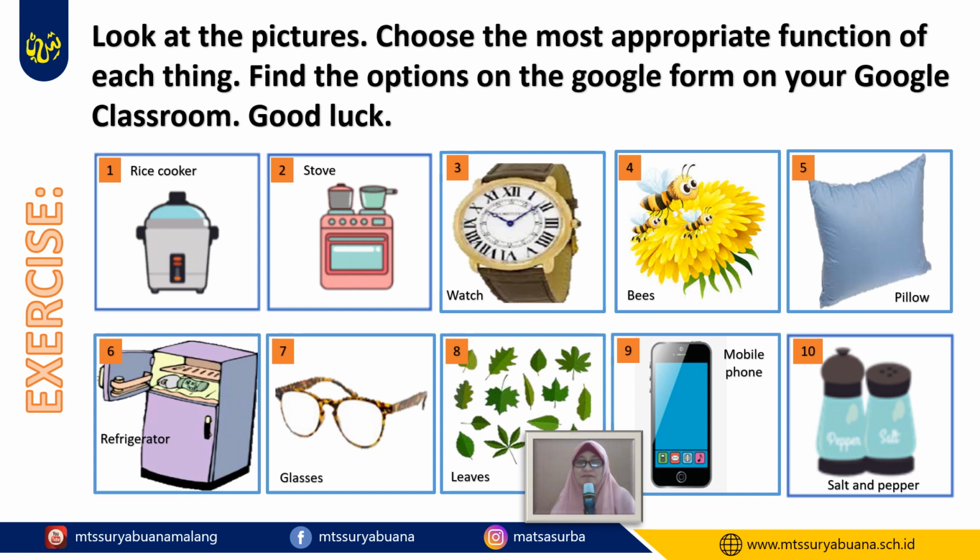Okay, look at this. Number 1, rice cooker. Number 2, stove. Number 3, watch. Number 4, bees. Number 5, pillow. Number 6, refrigerator. Number 7, glasses. Number 8, leaves. Number 9, mobile phone. Number 10, salt and pepper.